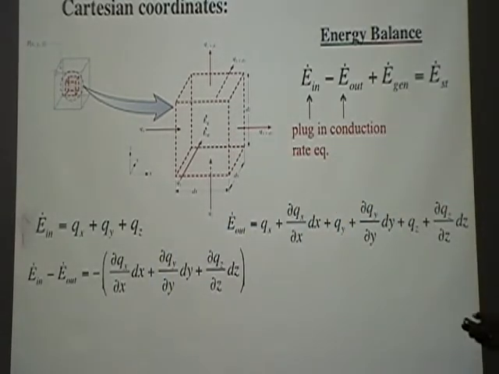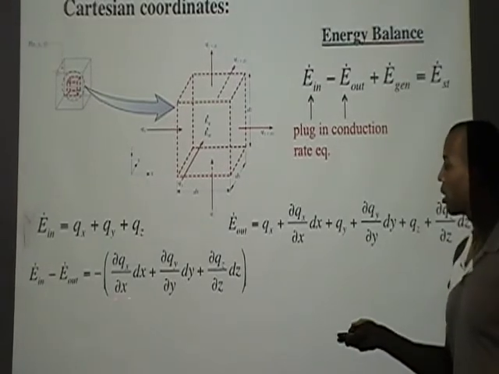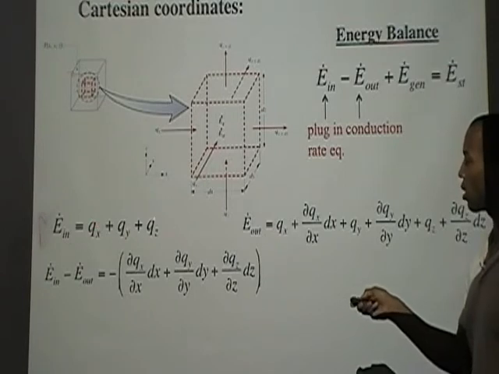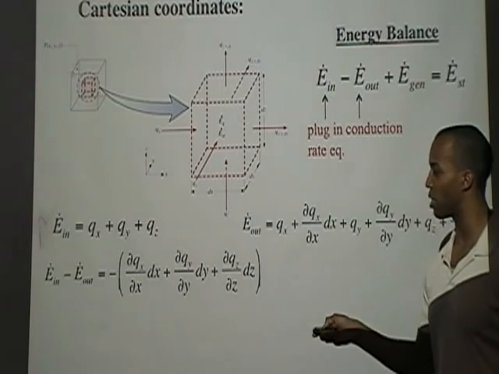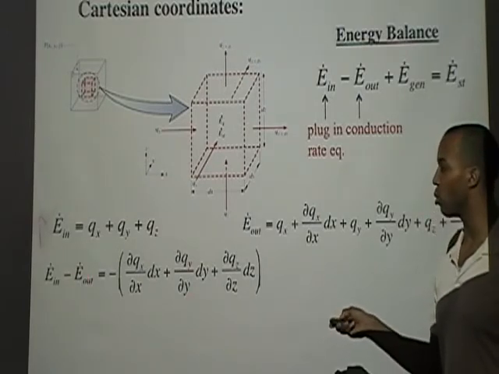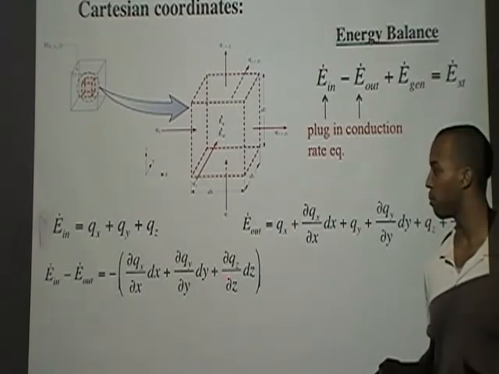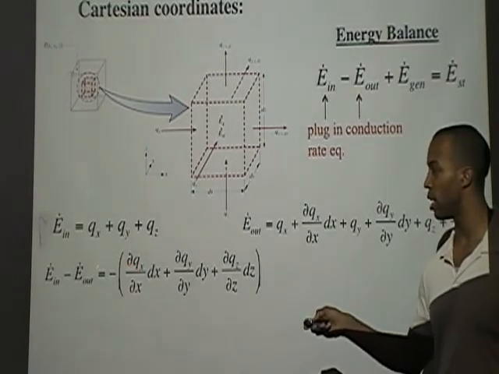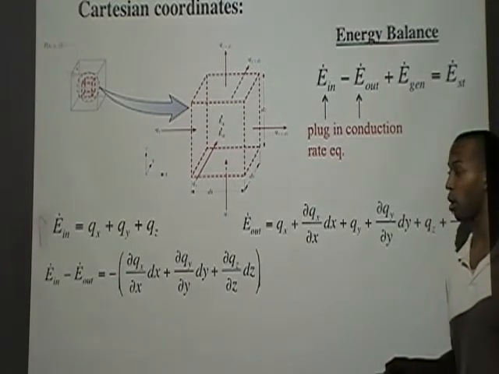So you take these and you put them together in the form of energy in minus energy out. What you see here is that the Q sub x, Q sub y, Q sub z's, they cancel each other out. So basically what this statement now is saying is that the energy in minus the energy out equals the change in energy over the control volume. So we're just left with these derivatives, as you would expect. And they're partial derivatives, because this is a three-dimensional problem.